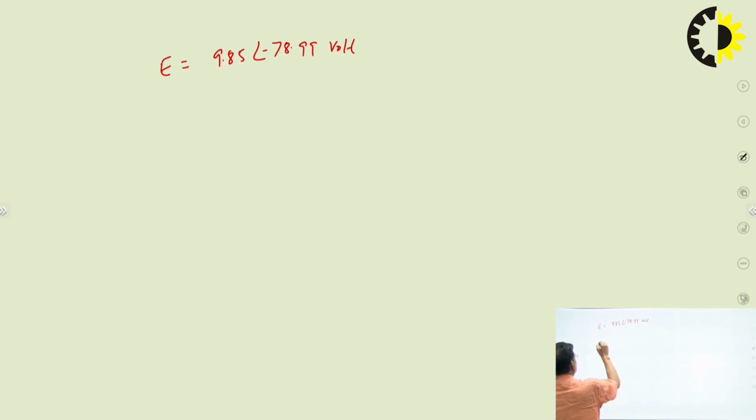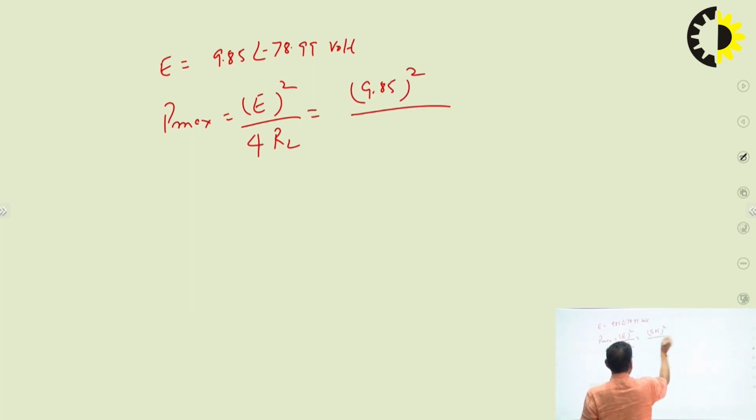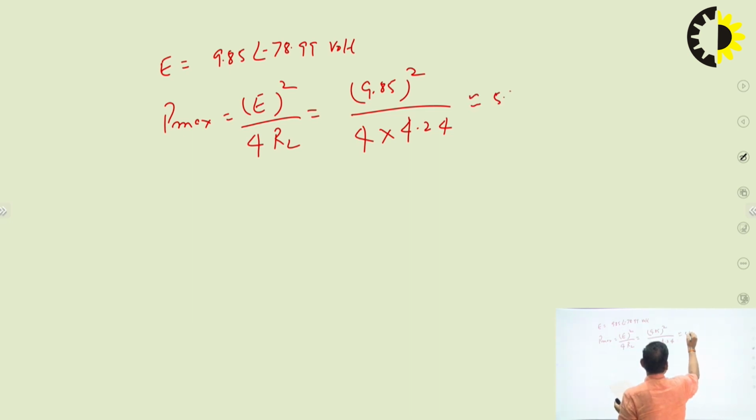And P max is E square upon 4 RL. So, 9.85 square upon 4 into 4.24. So, it is coming 5.72 watt.